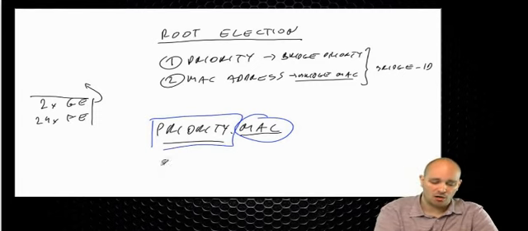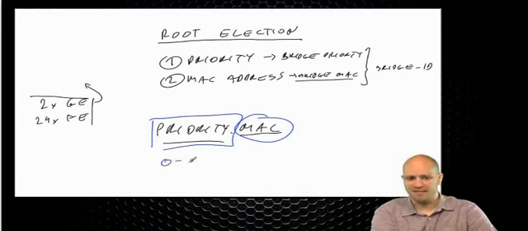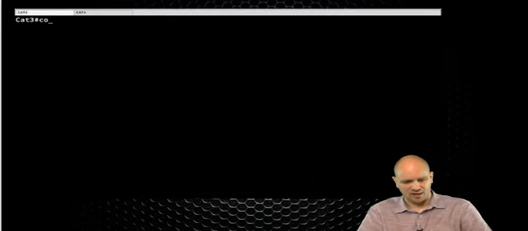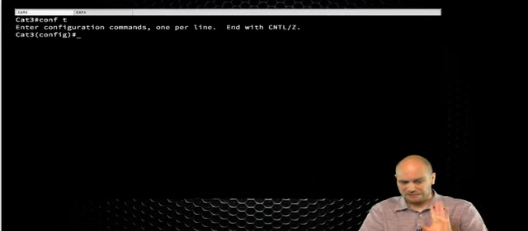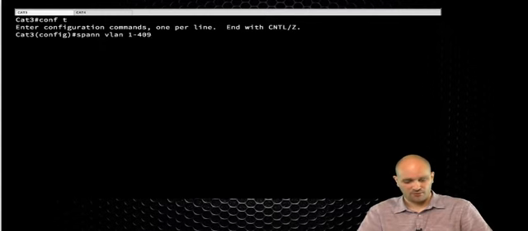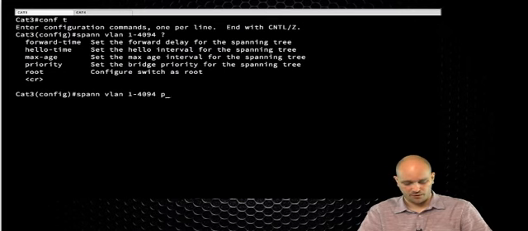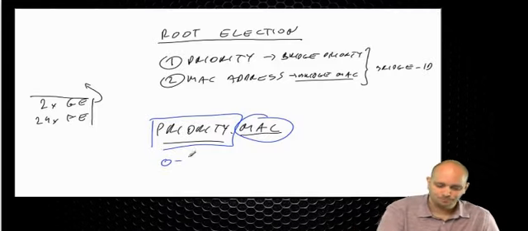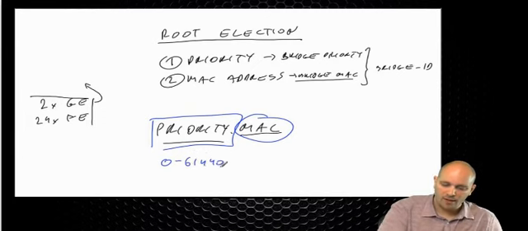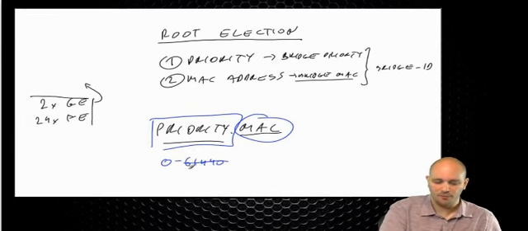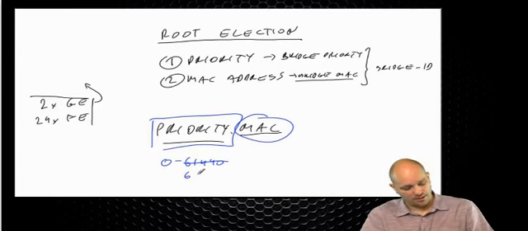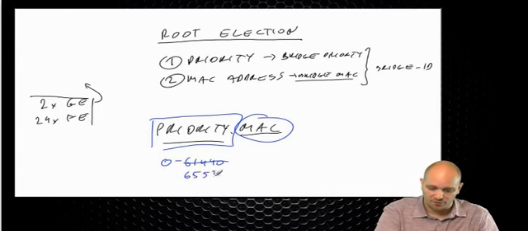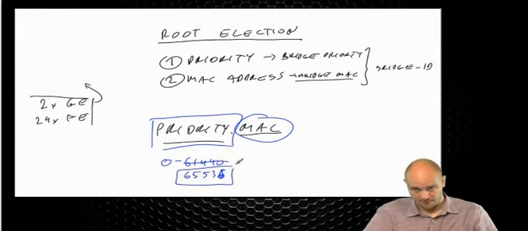The possible values are from 0 to, what is the maximum value? I don't remember. Let me take a look. I think it's 65,536, but not entirely sure. So I'm just going to say spanning-tree vlan 1-4094, question mark, priority, question mark. Well, it's 61,440, okay? But technically speaking, the maximum value is 65,536. Let me explain why you cannot actually enter this value.